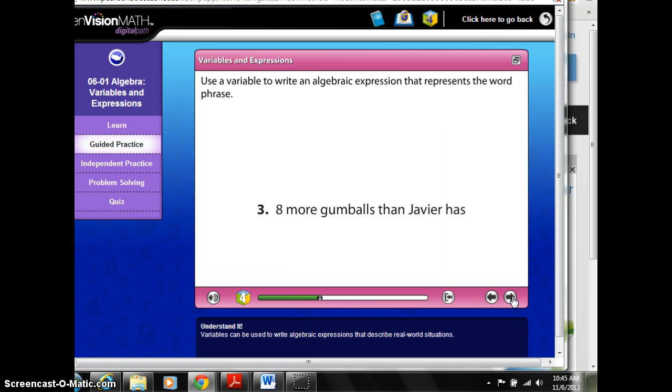Okay. 8 more gumballs than Javier has. 8 more gumballs. What do you think, Sam? M for gumballs. Okay, now what do we do?